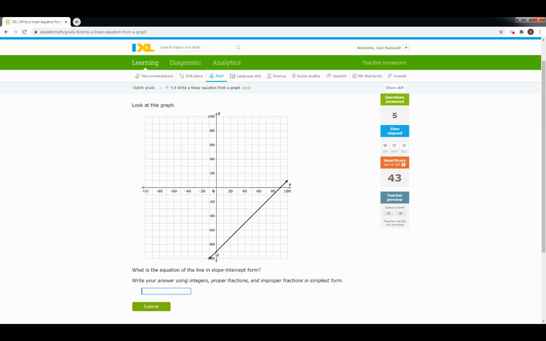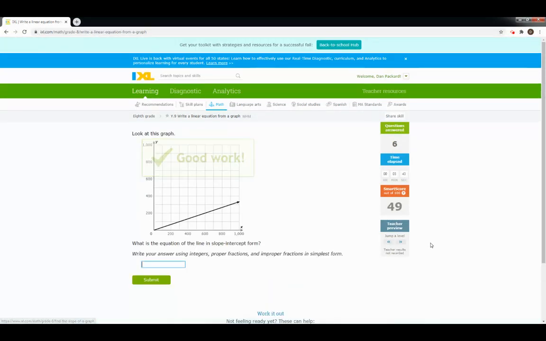Here, same idea. Starts at negative 90, up 1 over 1. So we'll have y equals, starts at negative 90. We go up 1 over 1 for 1x.